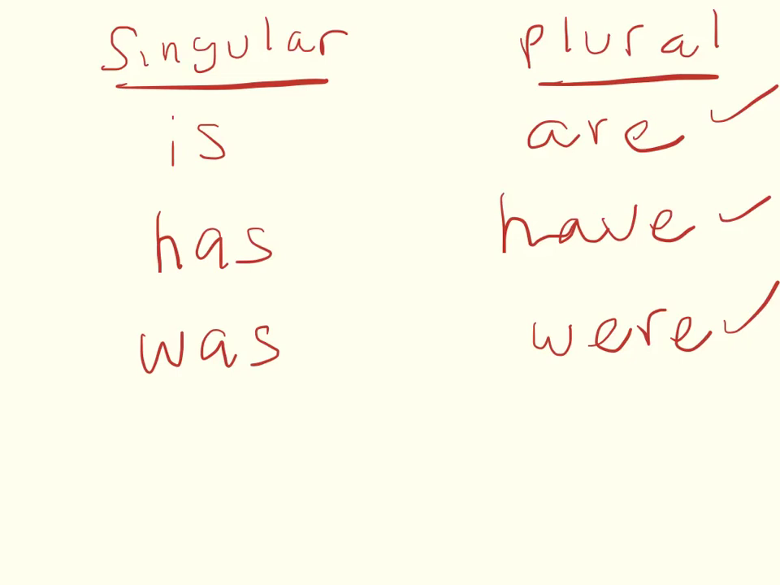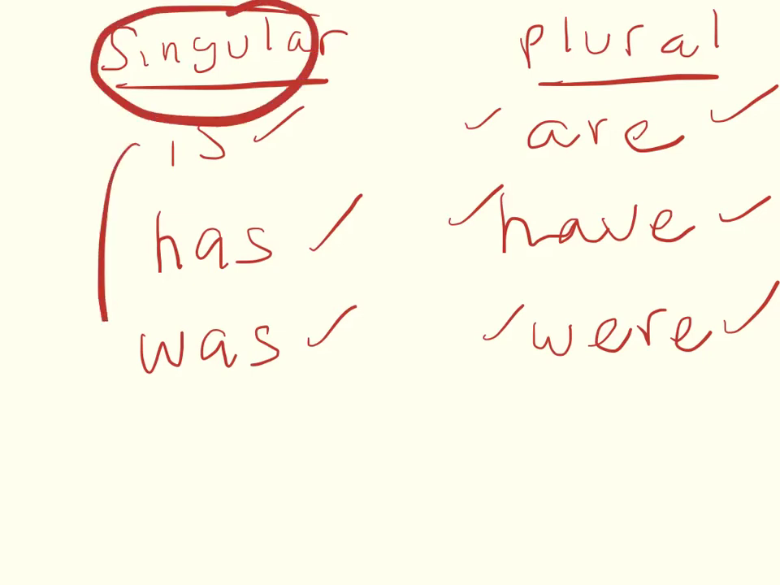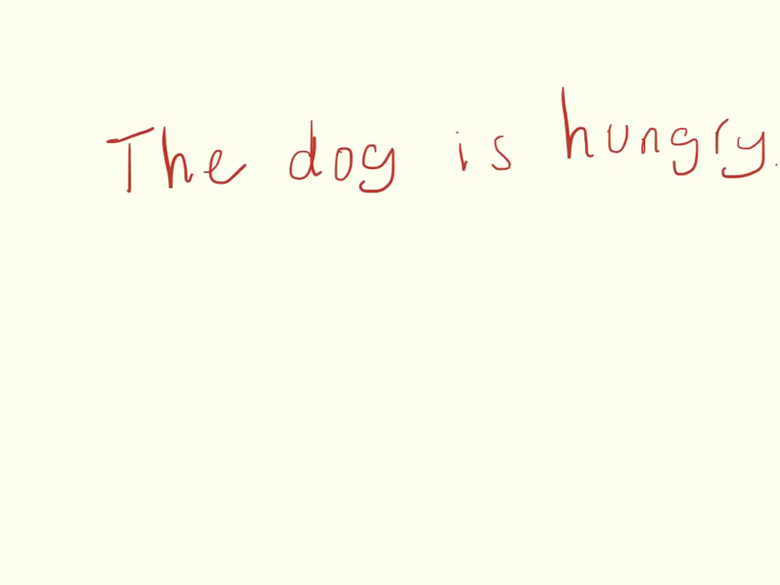Okay? So again, just kind of pay attention to these. Most of the time when you read a sentence, and if you plug in either is or are, you're going to know which one sounds right. Right? Or has or have, or was or were. Okay? But if you can, just try to remember these. These are singular, right? And these are plural.